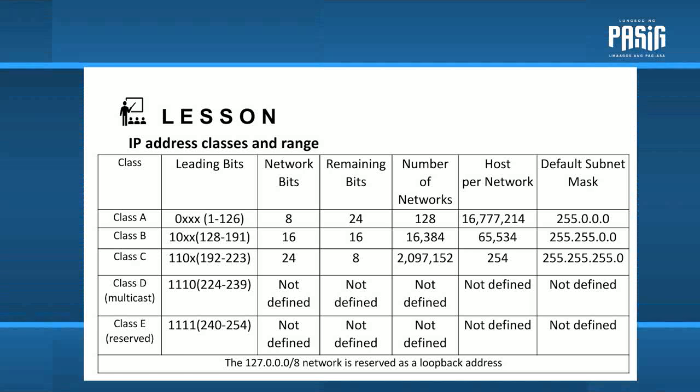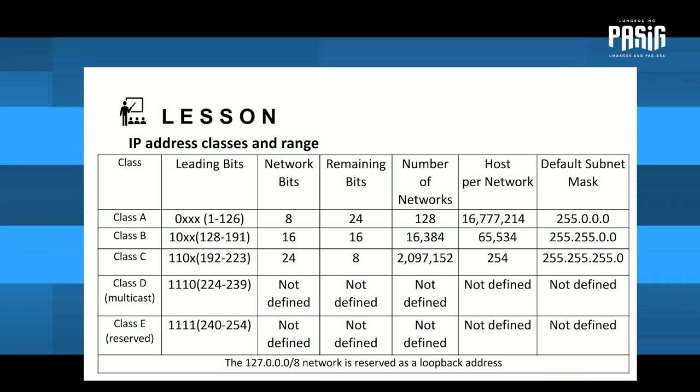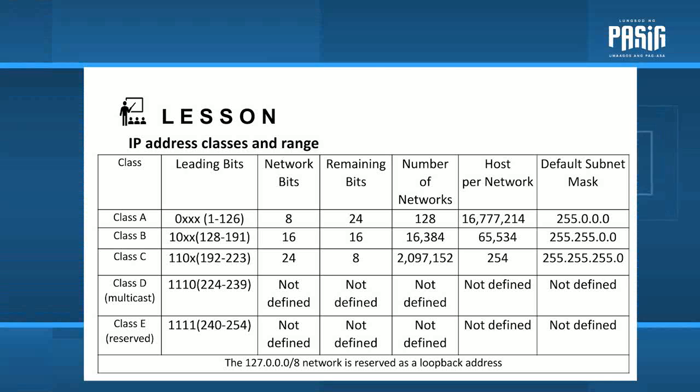Network bits is 24. Remaining bits 8. Number of networks is 2,097,152. Hosts per network is 254 and the default subnet mask is 255.255.255.0. Class D is a multicast class.